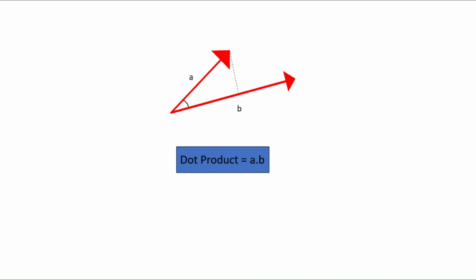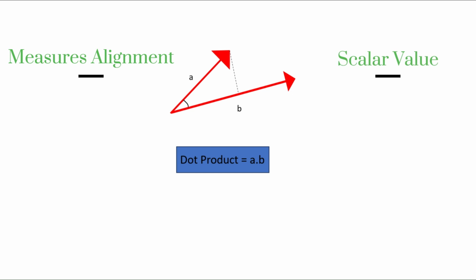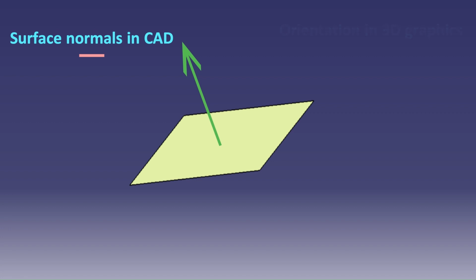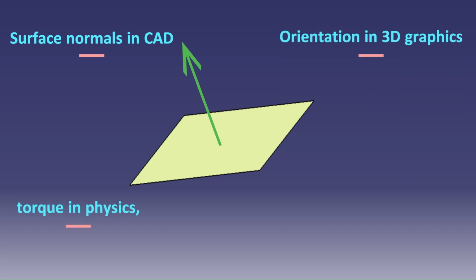In the previous lecture, we studied the dot product. The dot product helped us measure alignment between vectors, and it returned a scalar value. Now the question is, what if we want a vector that is perpendicular to two given vectors? In many real-world problems, we need a vector that is perpendicular to a surface or a plane. Examples include surface normals in CAD, orientation in 3D graphics, torque in physics, and collision detection. This is where the cross product becomes essential.